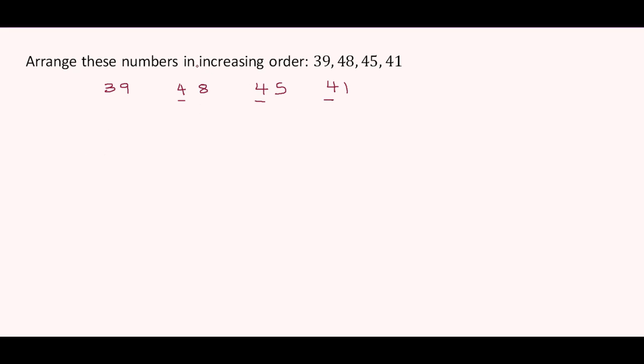So we're looking at increasing order. I'm going to make sure that we're writing from the smallest to the largest. That means the 3 is going to come first, so there's 39. Now that we have all 4s, we'll put a 4 here, a 4 here, and a 4 here. Now we compare the second digit. We have 1, 5, and 8. 1 comes first, 5 comes next, and then 8 comes last. So we arrange these numbers in increasing order.